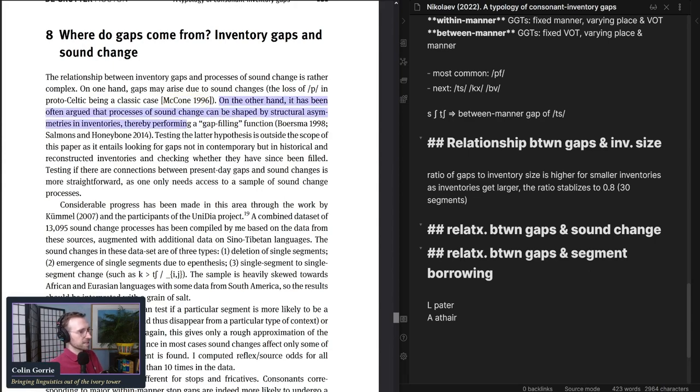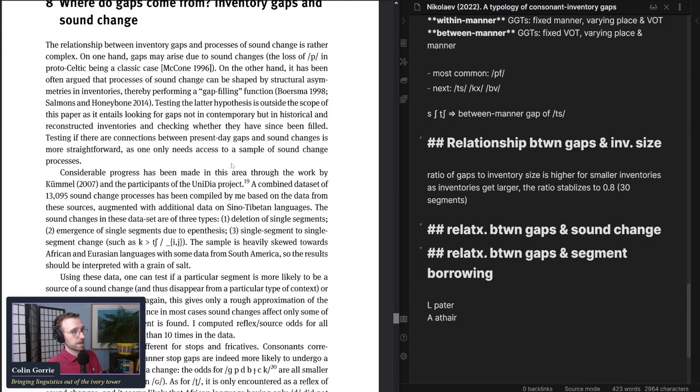It's also been argued that processes of sound change can be shaped by structural asymmetries, thereby performing a gap-filling function. So that's an interesting idea, that languages sort of abhor a vacuum, and if there's one of these gaps, then sound change will tend to fill it, or maybe not quickly, but will tend to fill it. That's an interesting thought. I don't know if that's true, and neither does the author of this paper, because we would need a database of reconstructions, and we don't have it. But testing if there are connections between present-day gaps and sound changes is more straightforward, as one only needs access to a sample of sound change processes.